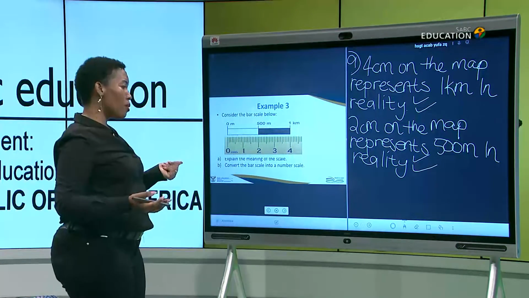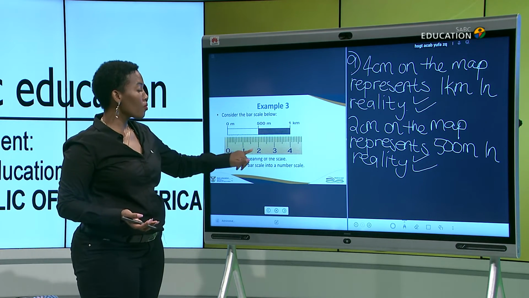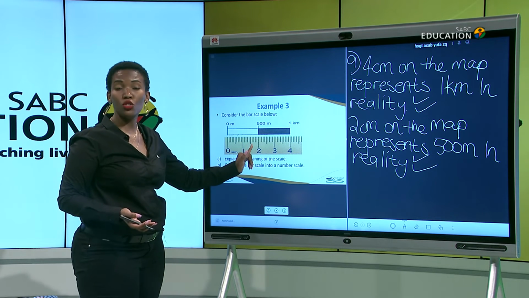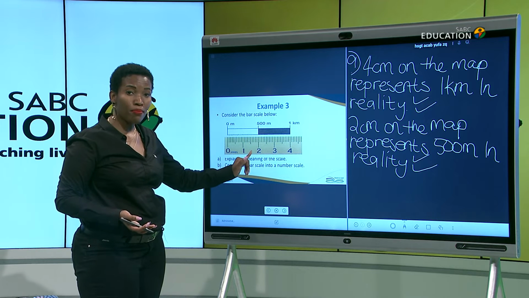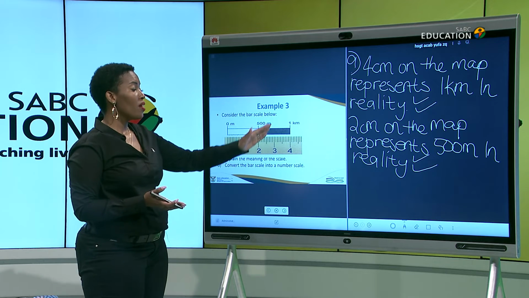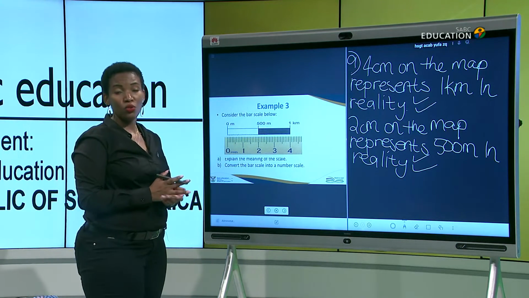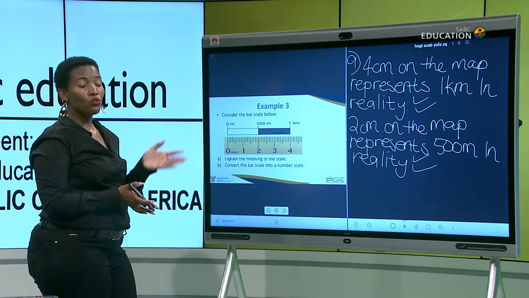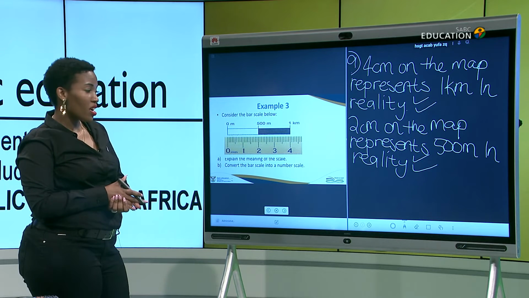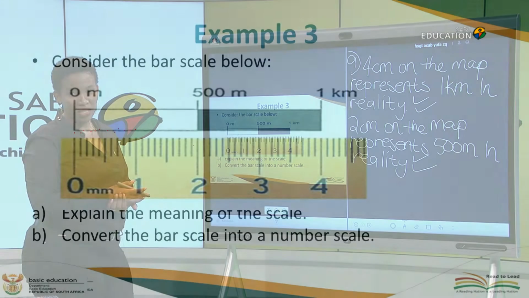And then someone else will say, no, ma'am, I don't want to work with centimeters. I want to work with millimeters. So the other child can say 20 millimeters. Remember, it is 20 millimeters here. If you count these small lines, when you get here, it is 20. 20 millimeters on the map represents 500 meters in reality. The other one can say 40 millimeters on the map represents 1 kilometer in reality. So any of those explanations will get you your full 2 marks when you have to explain the meaning of this given bar scale. And then B, convert the bar scale into a number scale.